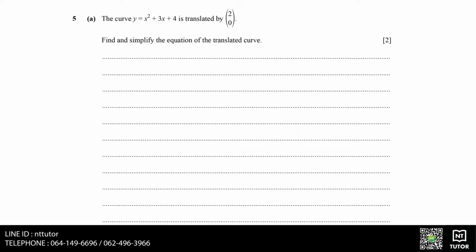The curve y equals x squared plus 3x plus 4 is translated by (2, 0). Find and simplify the equation of the translated curve. Translation by (2, 0) represents a horizontal shift by plus 2 in the x direction. So what we need to do is write another curve that is moved to the right by 2 units.